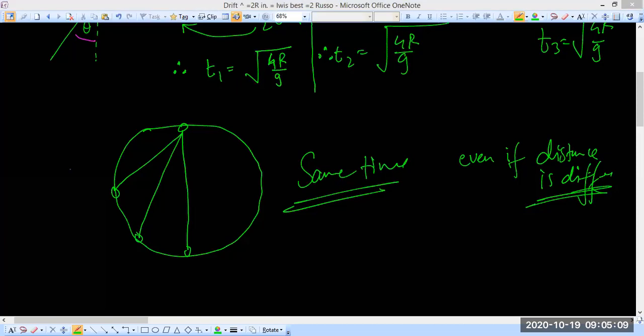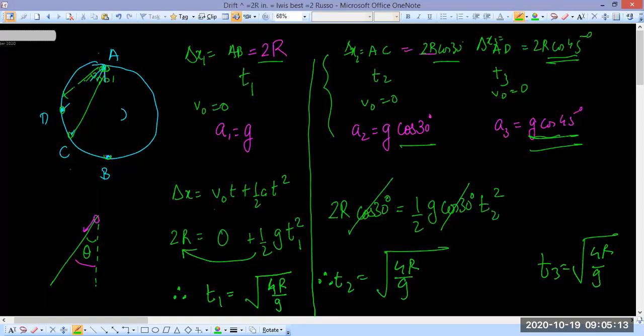Why is v0 zero? It is written in the question, Ankita, if you read it, that the bead starts to slide from here. Beads start to slide.